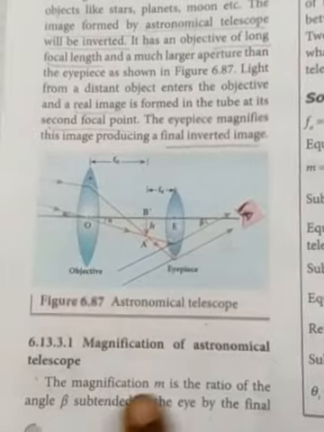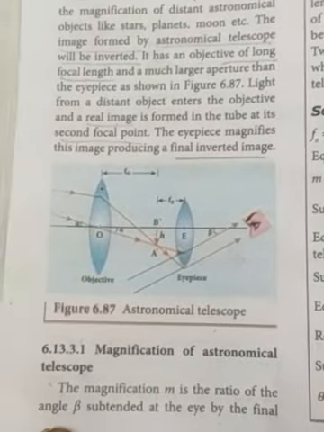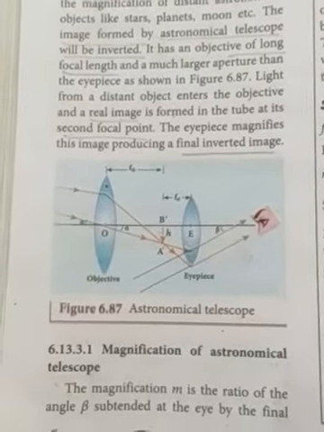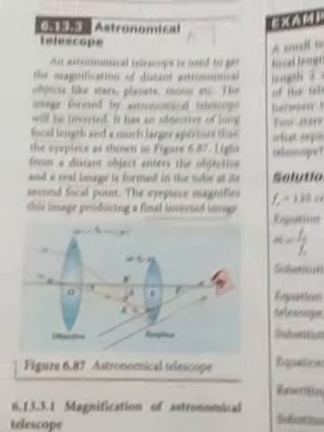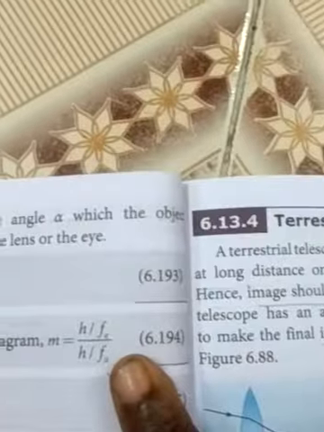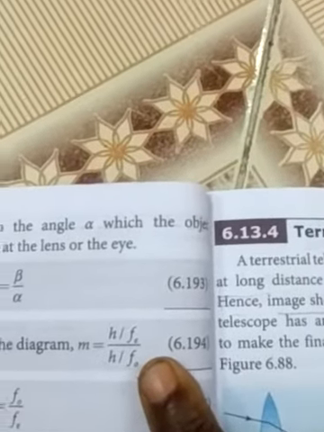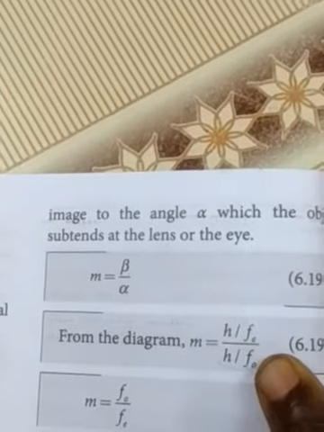Magnification m is the ratio of the angle beta subtended at the eye by the final image to the angle alpha which the object subtends at the lens or eye. So the magnification m equals beta by alpha.